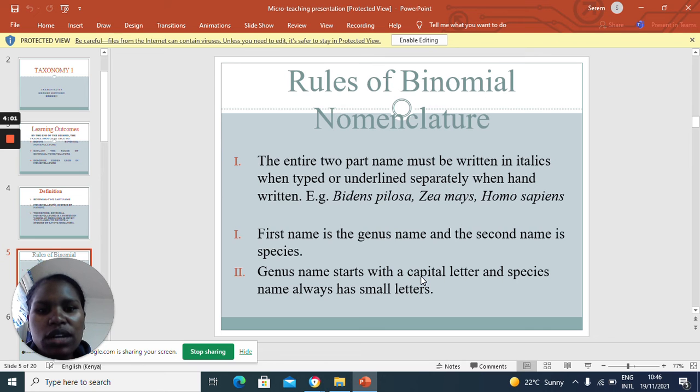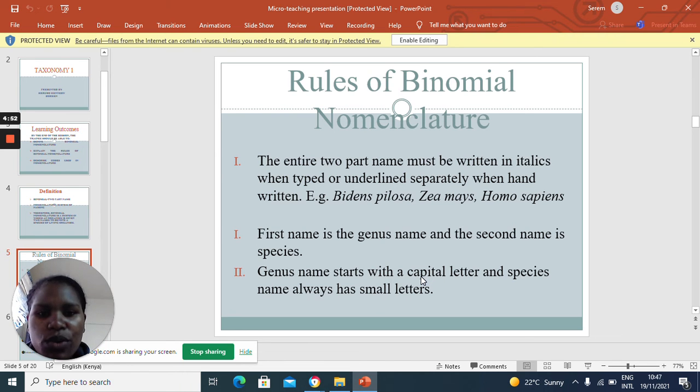For example, Bidens pilosa. Which organism is that, Rollins? Yes, which organism is Bidens pilosa? Correct. That is blackjack. So we are saying the genus name is the first one and the second name is the species. Therefore, Bidens is the genus name and pilosa is the second name. The same applies to Zea mays, the first name, Zea, the second name, mays; Homo, first name, sapiens, the second name. We go to rule number 3, which says genus name starts with a capital letter and species name always begins with a small letter.